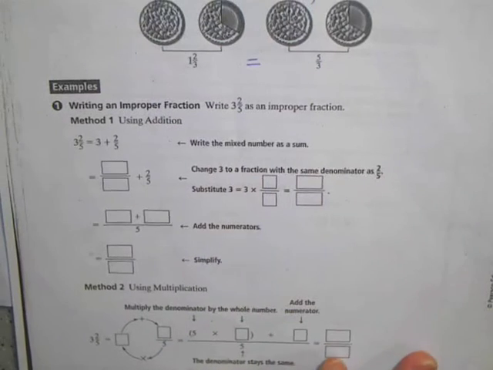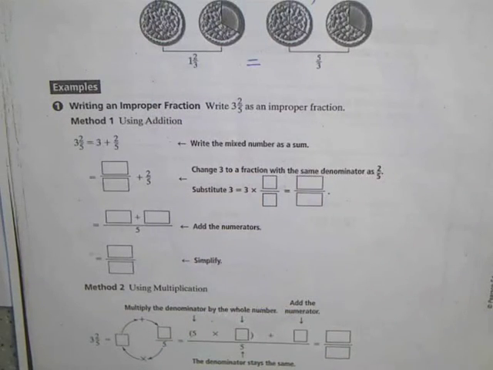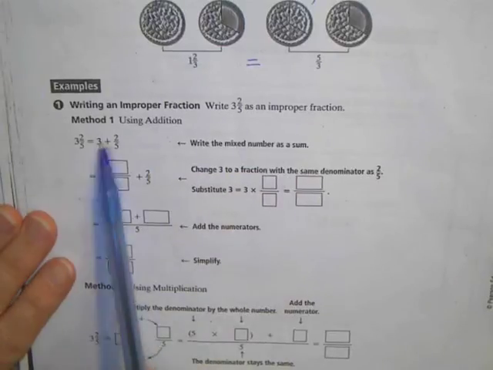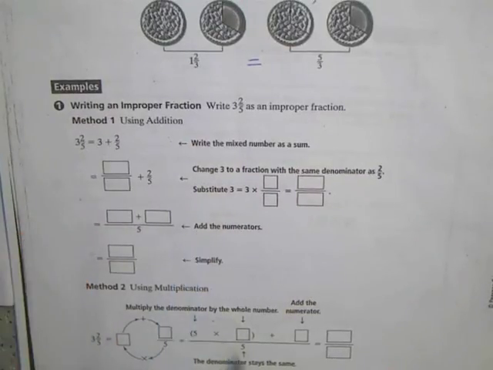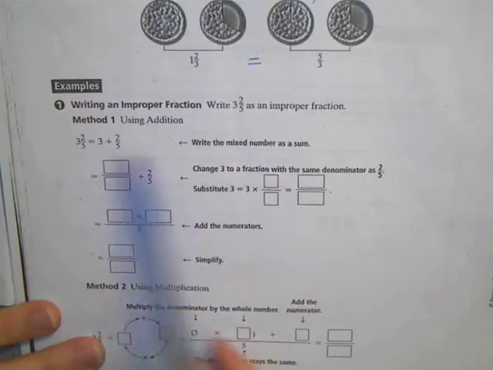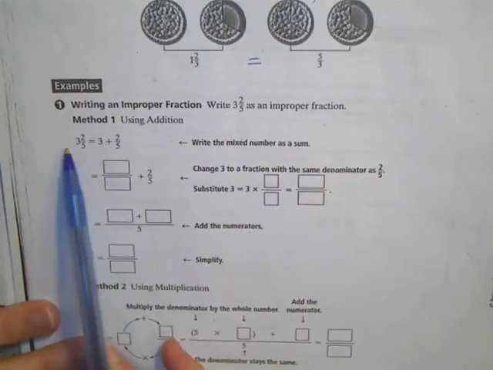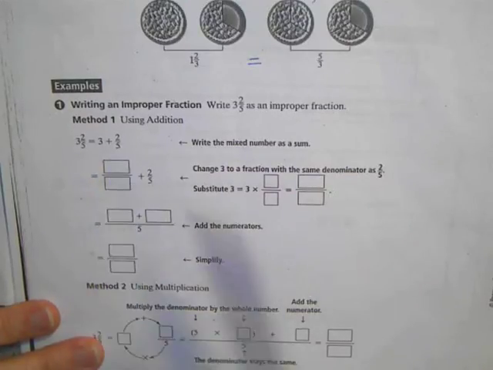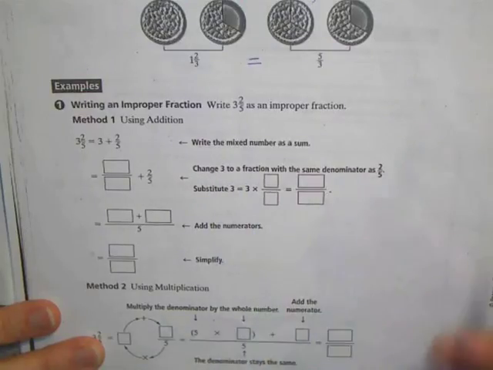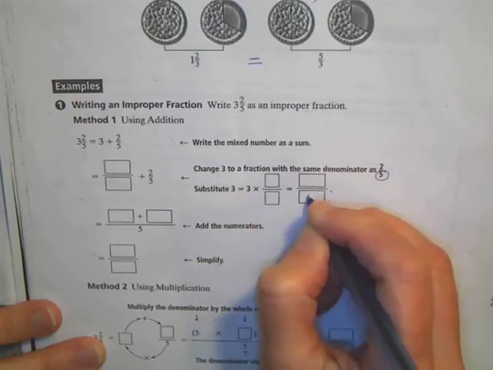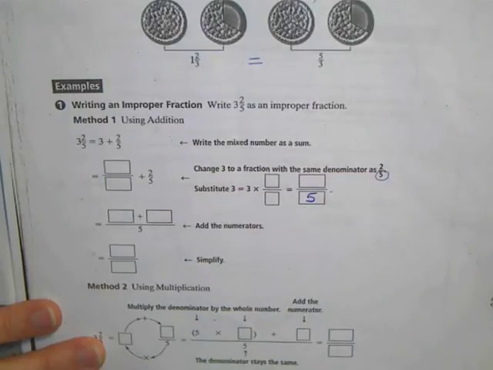Okay, our first one is writing an improper fraction, and there's actually two different ways you might want to look at this. The first one is using addition. This is usually not the way I go about doing it, although I think it is a good explanation of why the method that I use, which is method number 2, works. Okay, so first we want to write the mixed number as a sum. So 3 plus 2/5. We need to change the whole number 3 to a fraction with the same denominator as 2/5. So we want our denominator to become a 5.